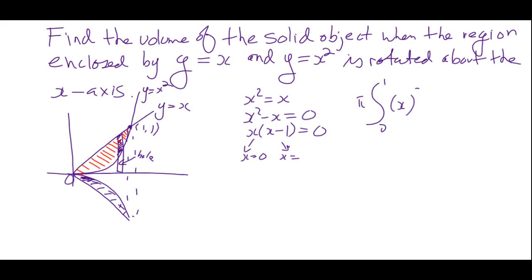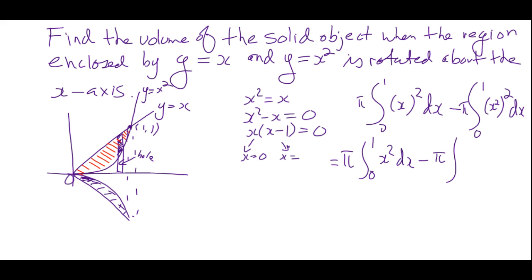The volume of the solid cone is pi f of x squared, which is y equals x squared, and from that we would subtract the volume of the hollow part, which is that Hershey's Kiss shaped thing, which is pi times x squared, squared dx. So if we work this out, we get pi integral from 0 to 1 of x squared dx minus pi integral from 0 to 1 of x to the 4th dx.